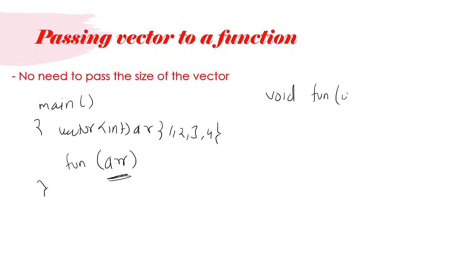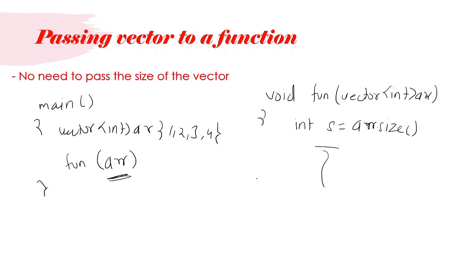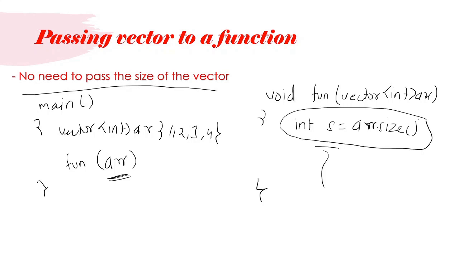So in the function I simply take vector int arr, and if I want to calculate the size, s is equal to arr dot size, and again you can perform any kind of operation that you need. So this is how we pass a vector to a function, and this is why I said there is no need to pass the size of a vector, because we have an inbuilt function to calculate it. So I hope you understand each and every detail about vectors.